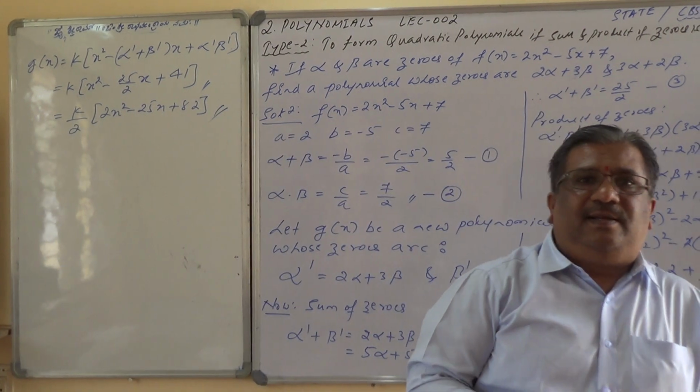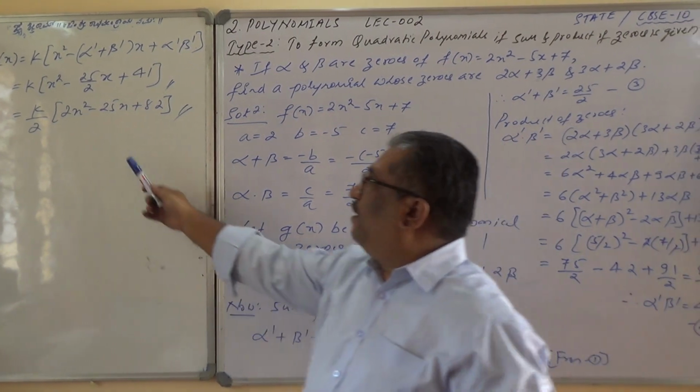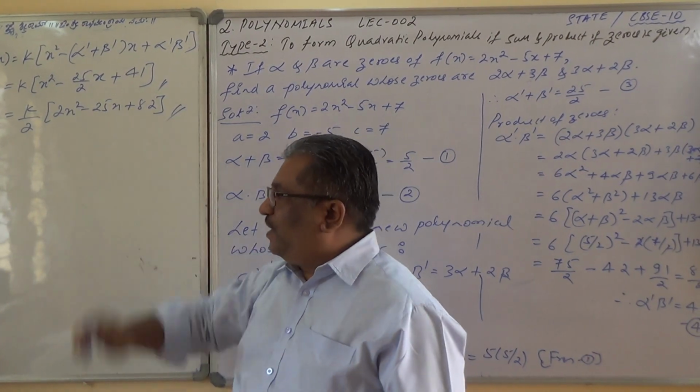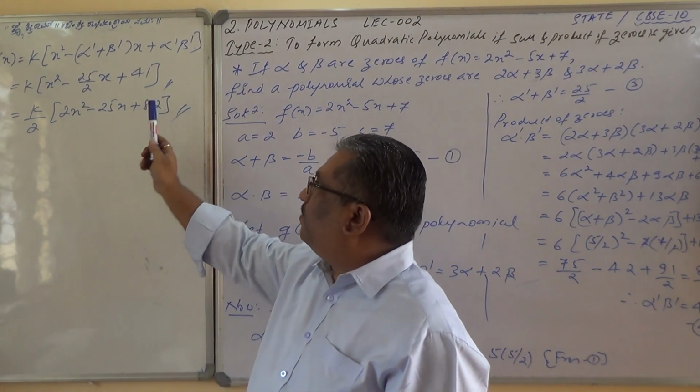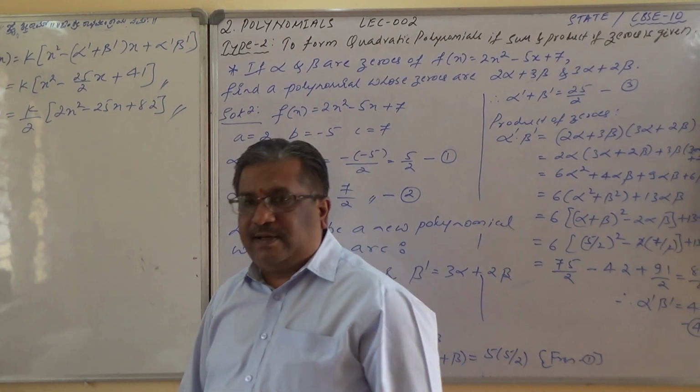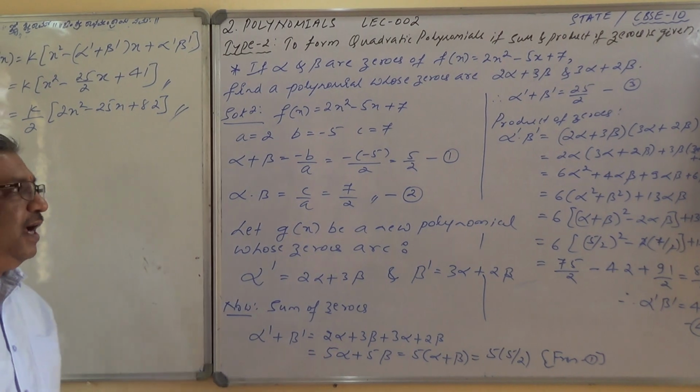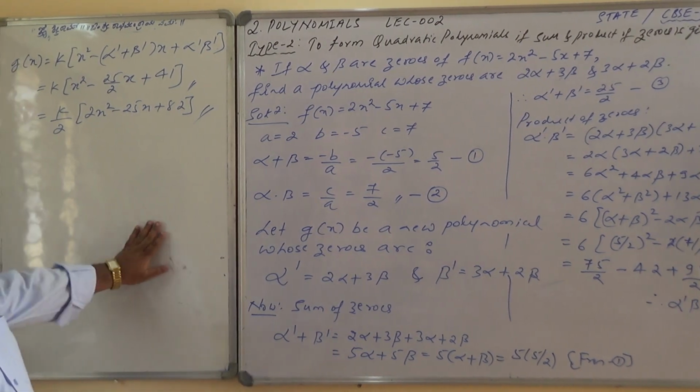Do you understand this? So this is very critical. Finally, 2x square, let me check the answer here. Yes, it is 2x square minus 25x plus 82. This is the answer here. So dear students, I hope you are able to understand how to solve such questions.